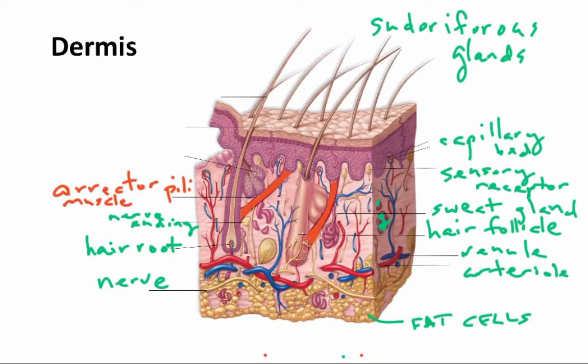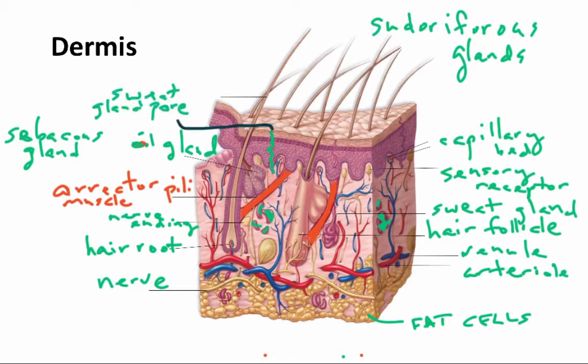Then we have an oil gland. Oil glands are also called sebaceous glands. And sebum, which is the fluid that they secrete, contains lipids, but it also contains a number of antimicrobial compounds. Let's see, then over here we have the opening probably to this sweat gland. And then last but not least, the shaft of hair itself.